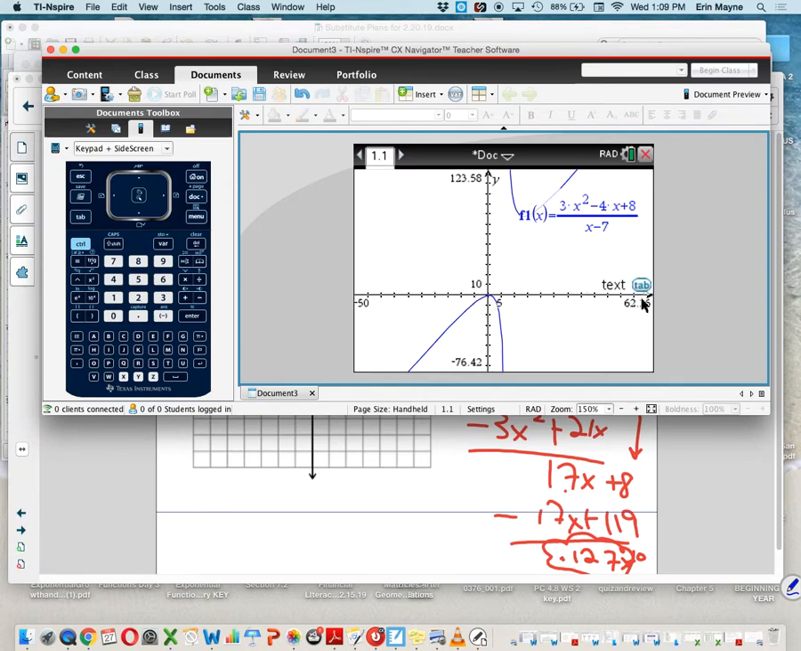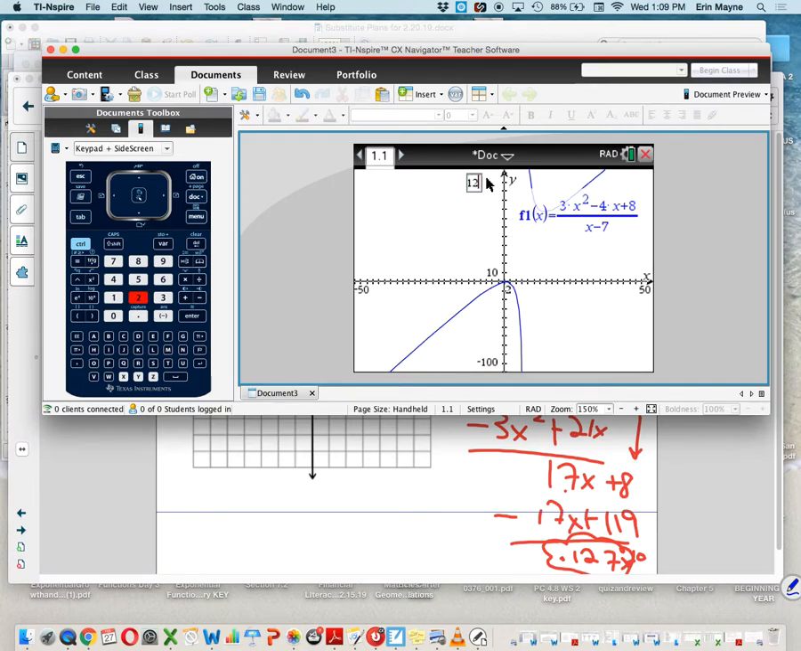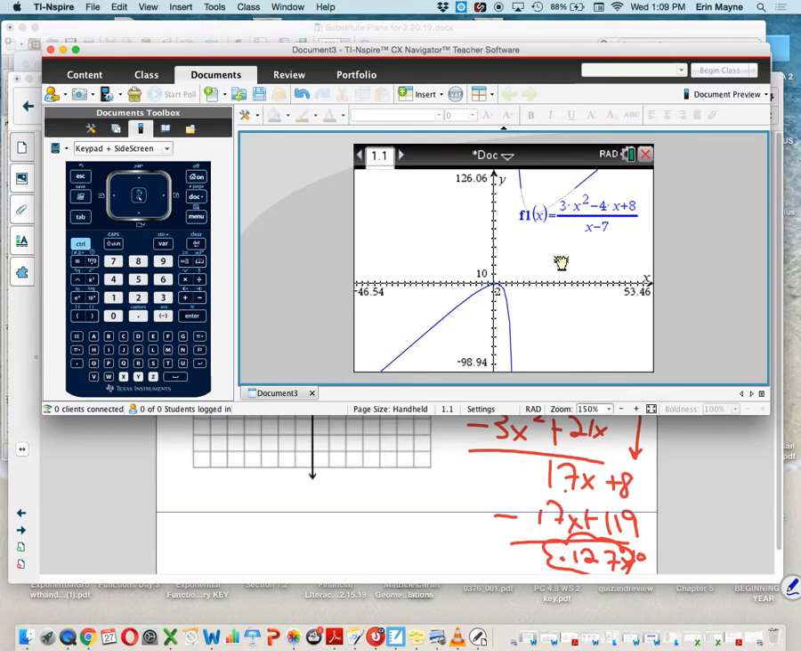And this is just so that in your calculator, even though you wouldn't know how to do this right now without guidance, eventually you will. And here I can put in negative 100. Up here I can put in 125. And I've got a pretty good picture this way.